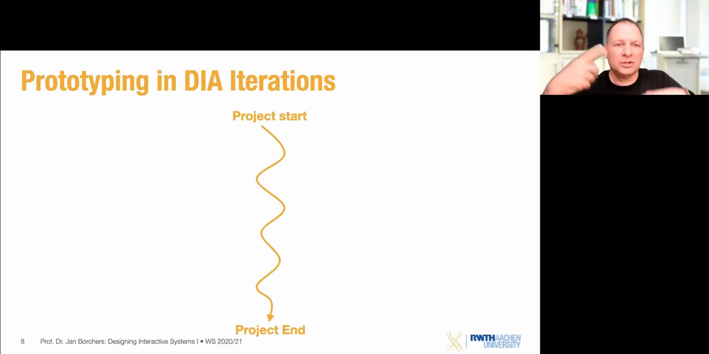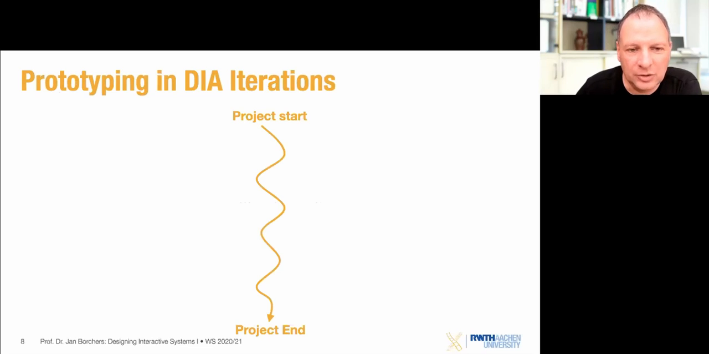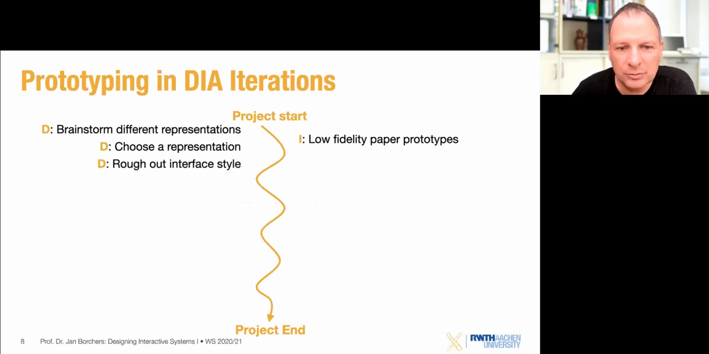Let's unroll this DIA cycle real quick here. As you start your project, you will initially brainstorm maybe different representations. You'll be talking to users, of course, and your design activities could also include roughing out the interface style. Like I said, maybe an app, website, hardware device, whatever it is that you're trying to do, a collaborative software piece. And your implementations as such will often be very low fidelity. So, quick and dirty paper prototypes that you often sketch with pencil and paper in your hand, real analog tools. And there's a reason why we go analog. I'll explain that in a minute.